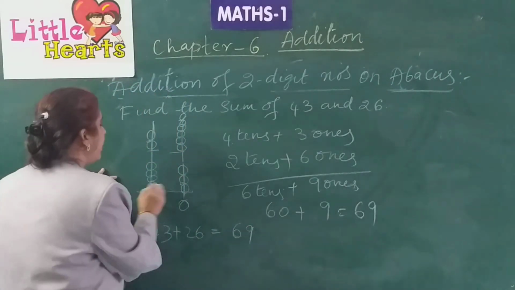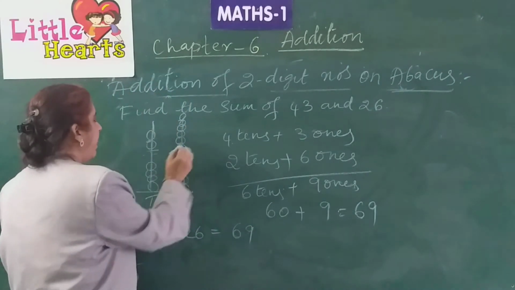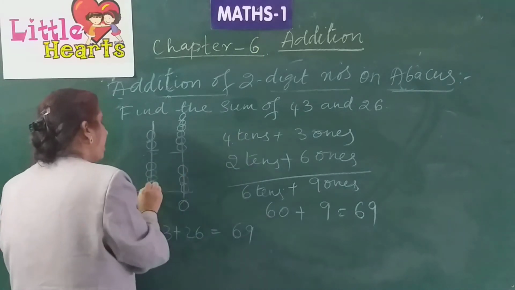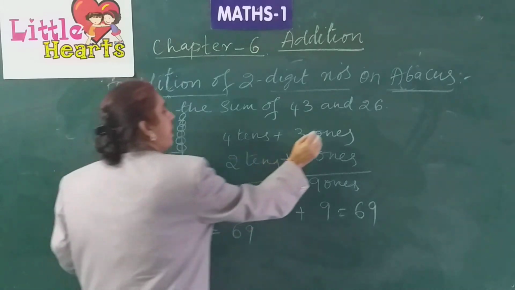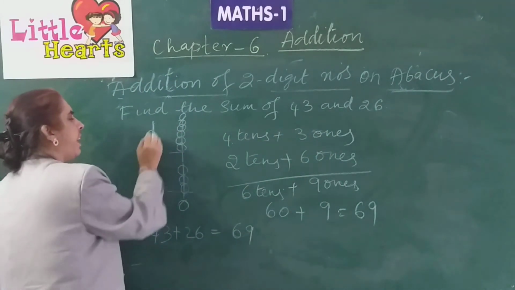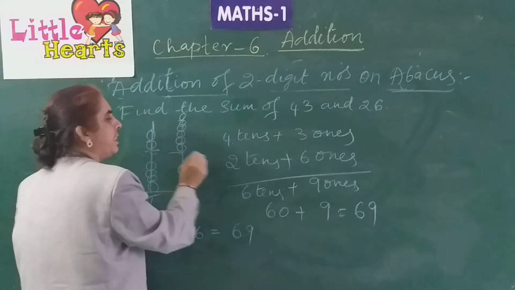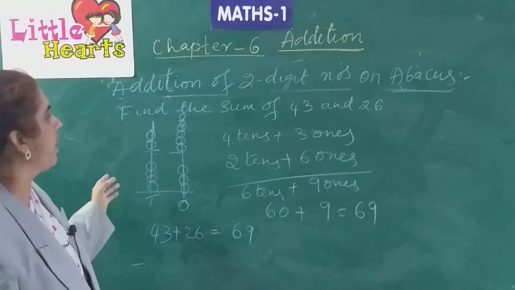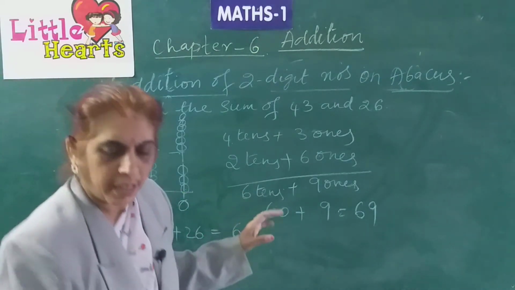This is the first number and this is the second number. Count the number of beads in the tens and write here. Count the number of beads in the ones and write here. For the second number, count the number of beads in the tens and count the number of beads in the ones. Then you can easily add. In this way you can add 2-digit numbers on the abacus.